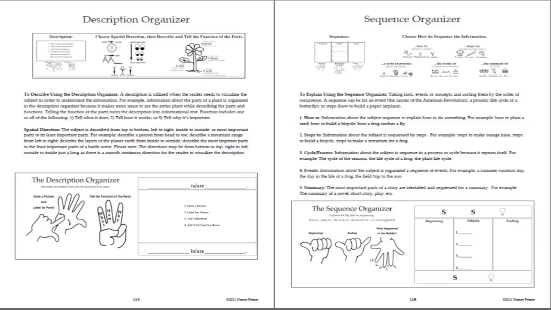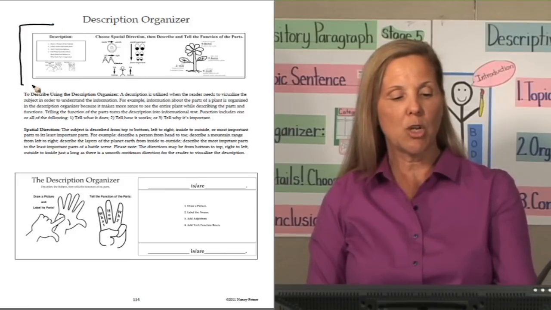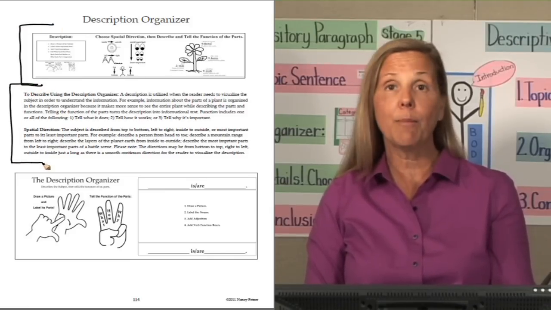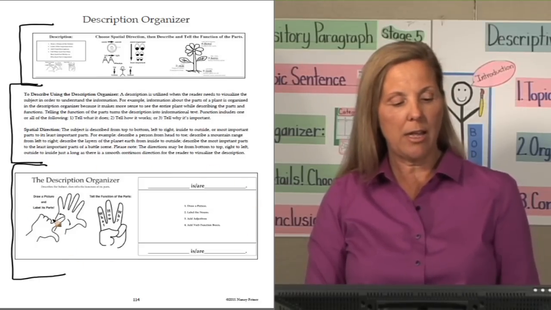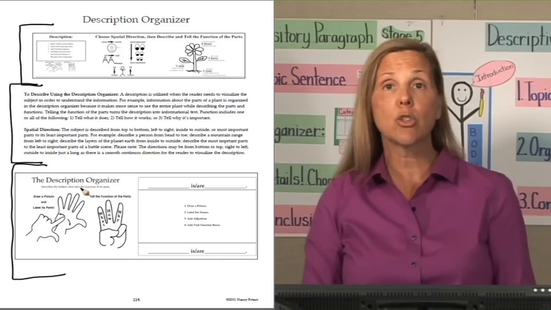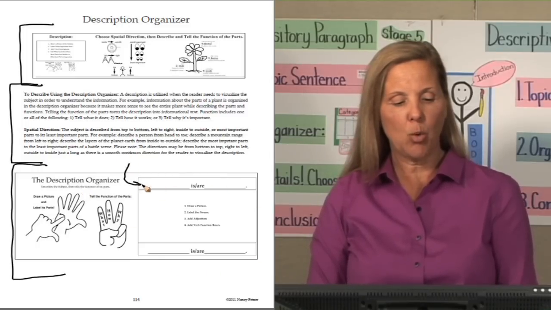On page 114 and 115, you will continue having your reference sheets for the different types of organizers. On page 114, you have the description organizer, background information about how to use it, then the at-a-glance visual of the hand sign, what is a descriptive organizer, and what it looks like. Now, I'm just going to show you really quickly here.